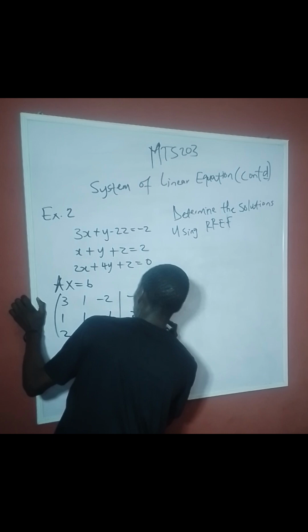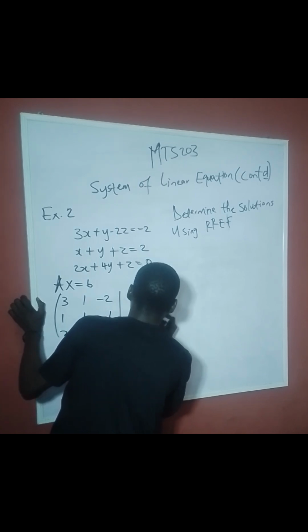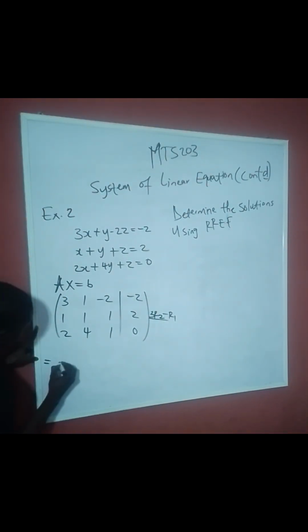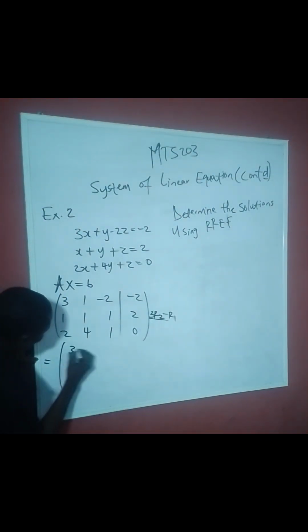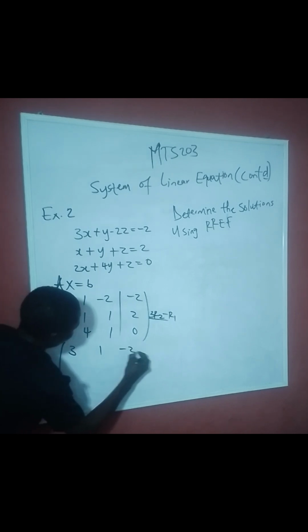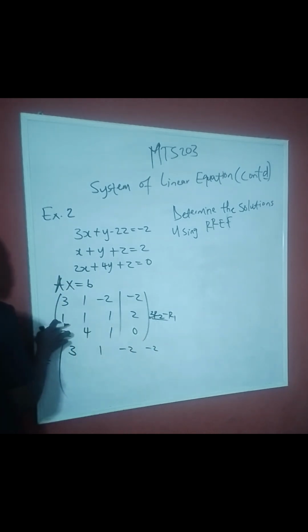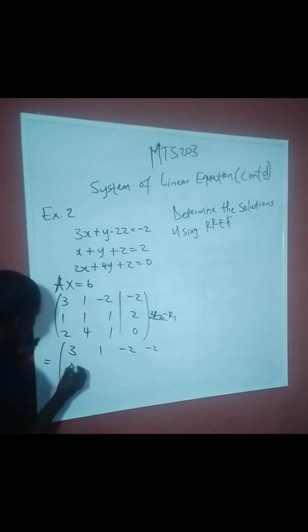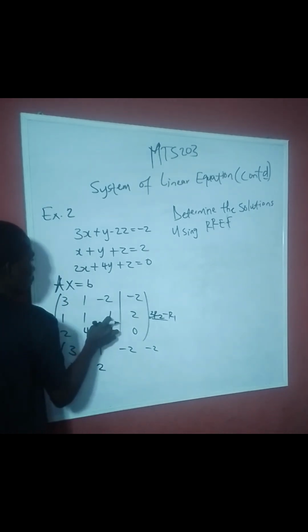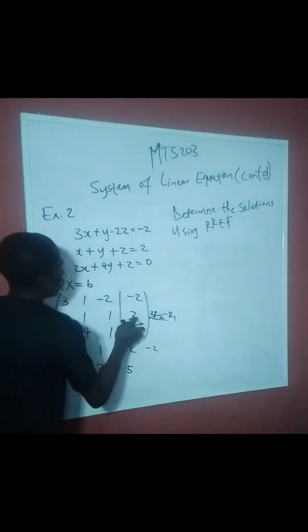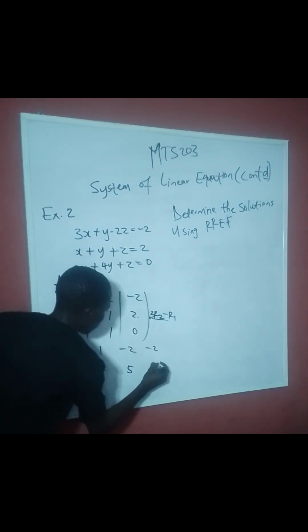So for me to reduce this, I can just say 3 times row 2 minus row 1, and that will give me, let me rewrite my row 1: 3, 1, minus 2, minus 2. And then 3 times 1 is 3, 3 minus 3 is 0; 3 times 1 is 3, 3 minus 1 is 2; 3 times 1 is 3, 3 minus 2 is 5; 3 times 2 is 6, 6 minus 2 is 8.